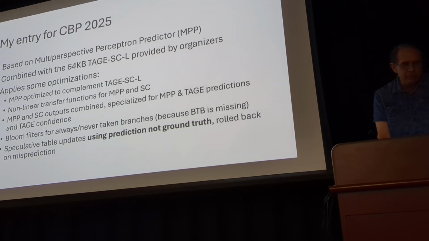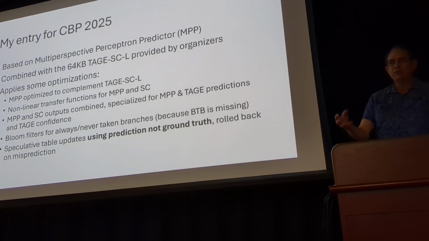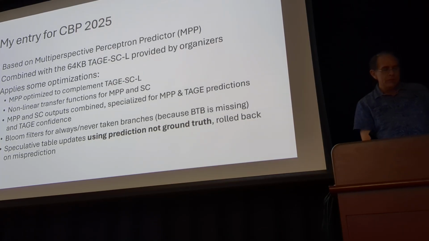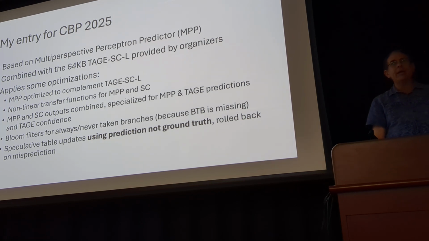We have Bloom filters for always-taken and never-taken branches, so that those will be predicted easily without bothering the prediction tables, because there's no BTB in Rami's framework. One of the things he talked about, and they should do that, they should put a BTB in the framework because real processors have BTBs. We also speculatively do table updates based on the prediction, not the ground truth, and roll back those updates on misprediction, and that helps improve accuracy a little bit.